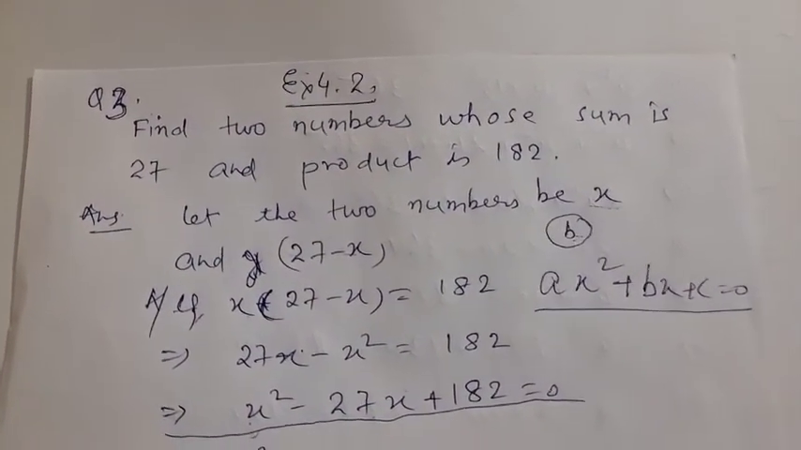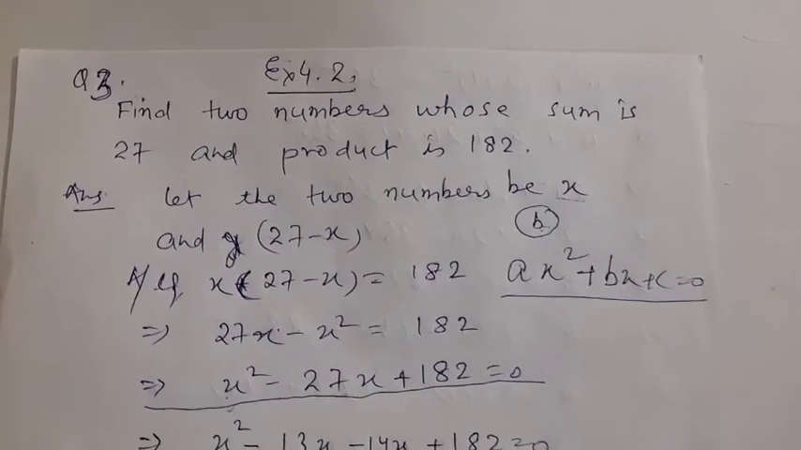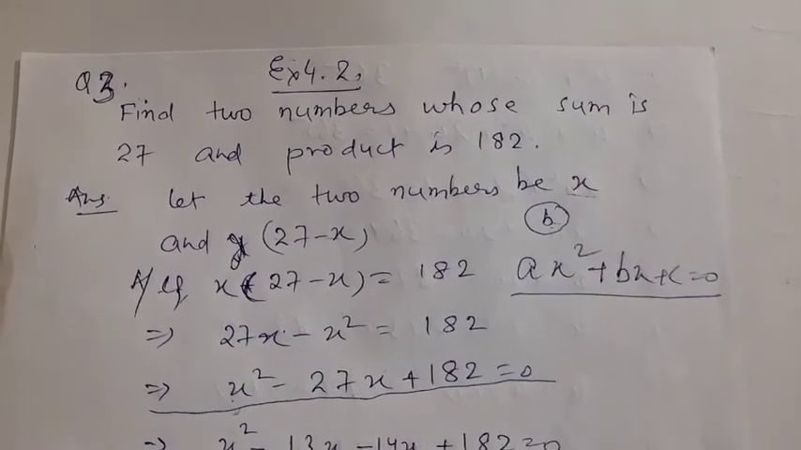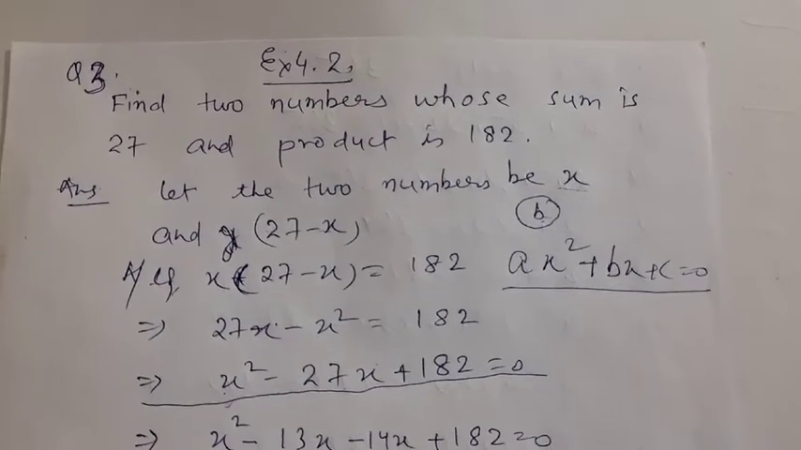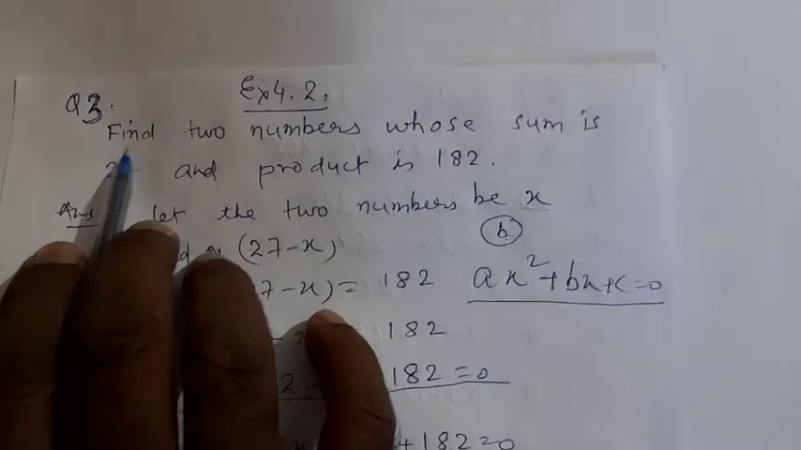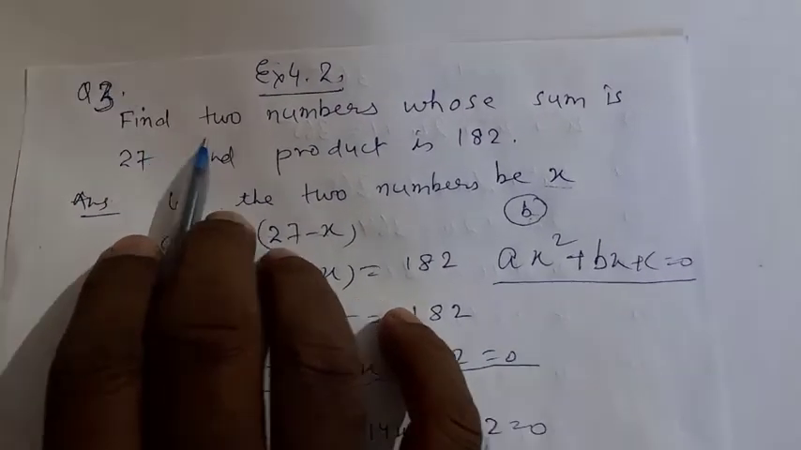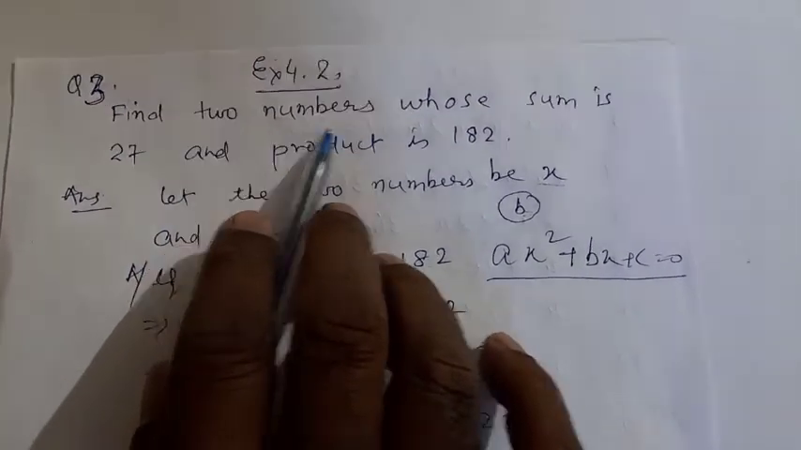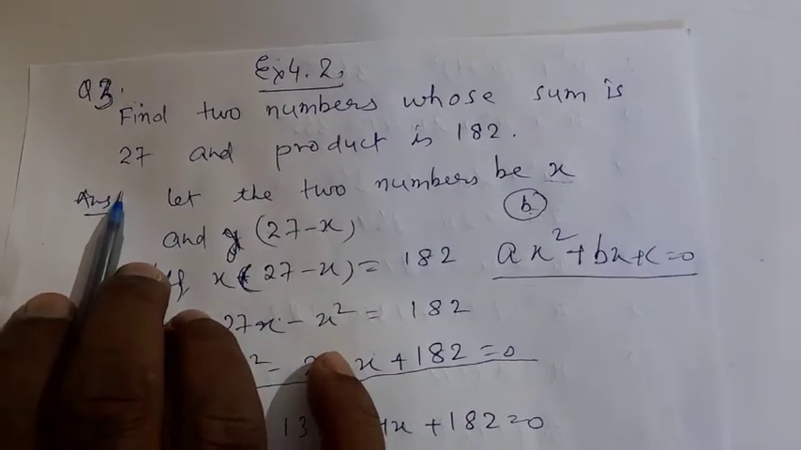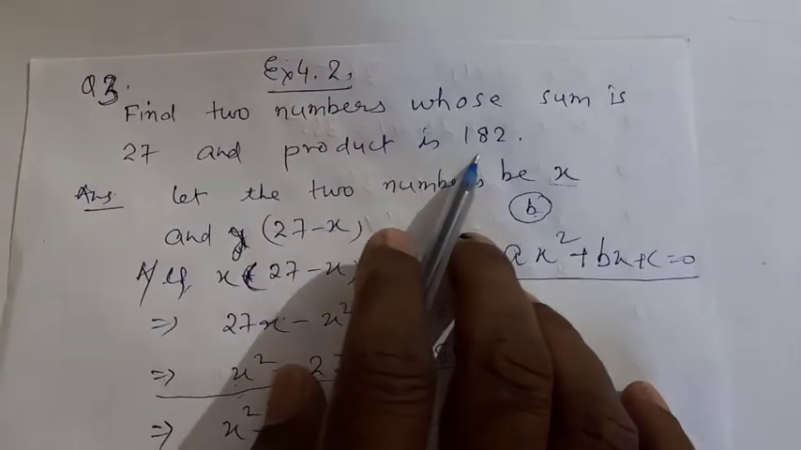Good morning, children. Now we are going to start the word problems of our quadratic equations. How to solve the word problem of quadratic equation? It is the word problem of exercise 4.2. The first question is: find two numbers whose sum is 27 and product is 182.